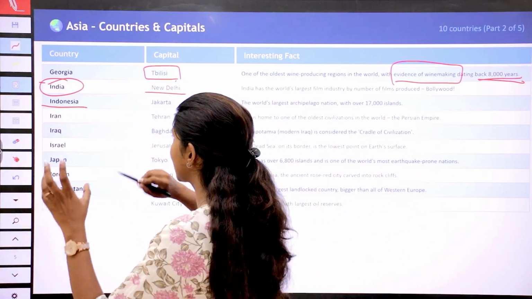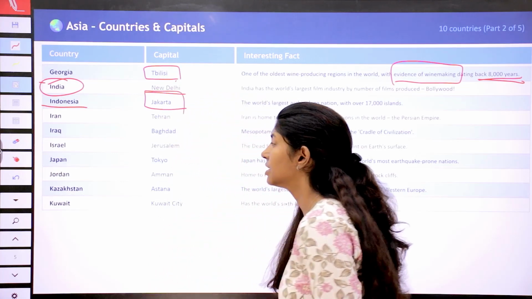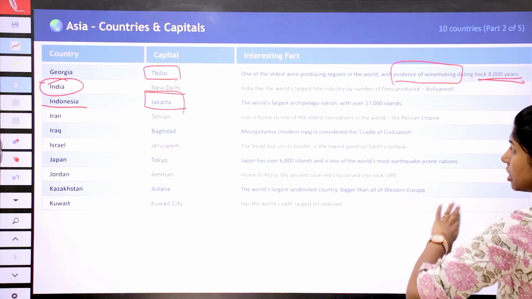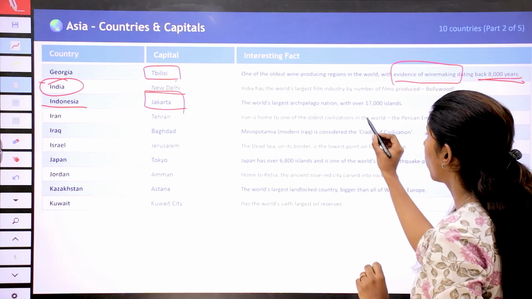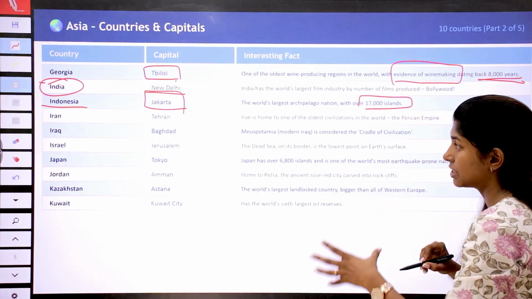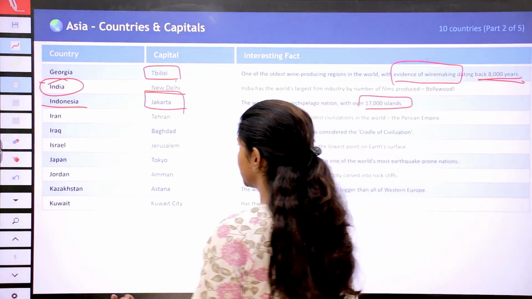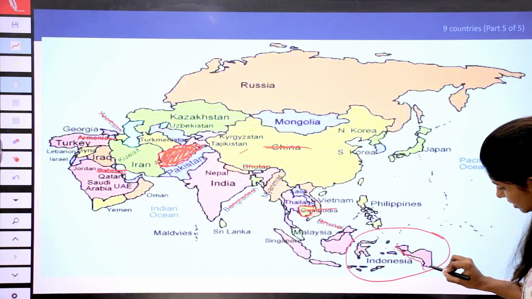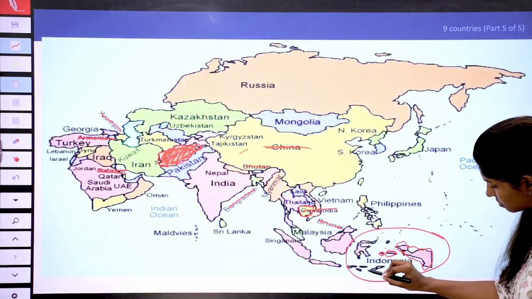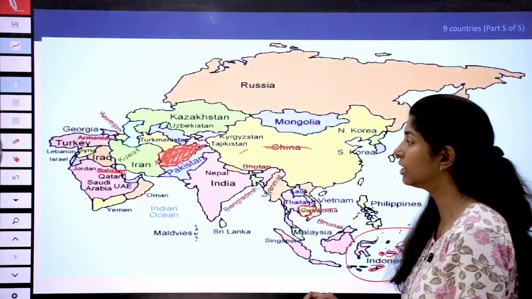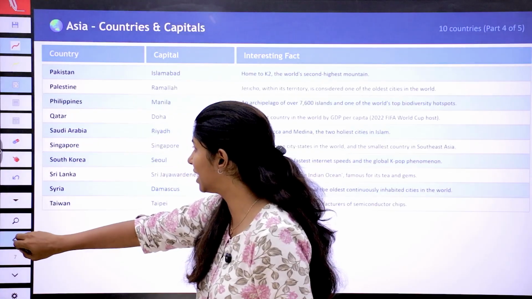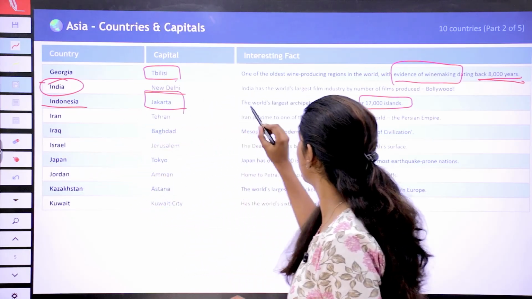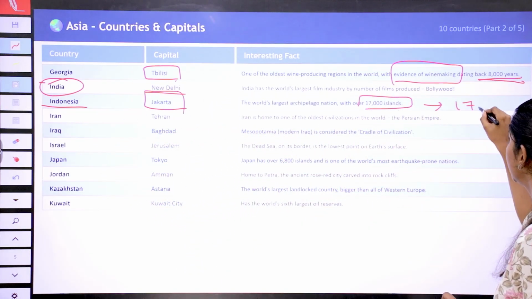Next, we'll go to Indonesia. Now, Indonesia's capital is Jakarta. It is the world's largest archipelago nation with over 17,000 islands. I'll show the map to you, you'll get an idea. This is Indonesia. You can see how it is spread across by small islands. That is why Indonesia is made up of so many islands together. That's what makes it a single country. So it is made up of almost 17,000 islands.